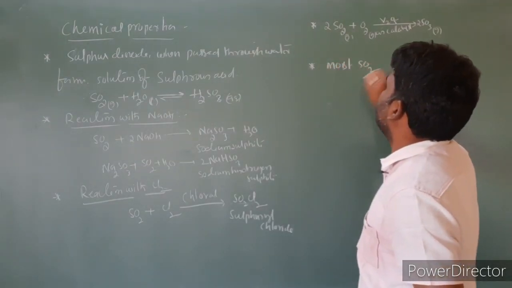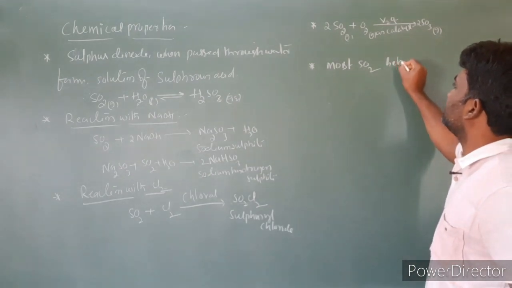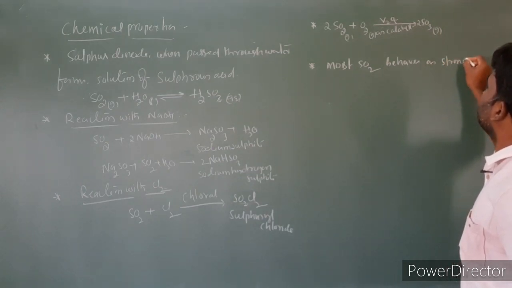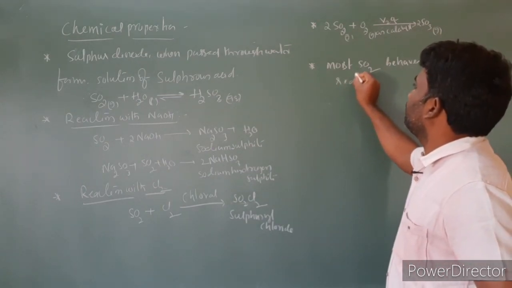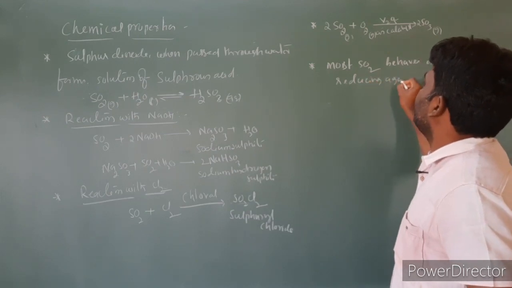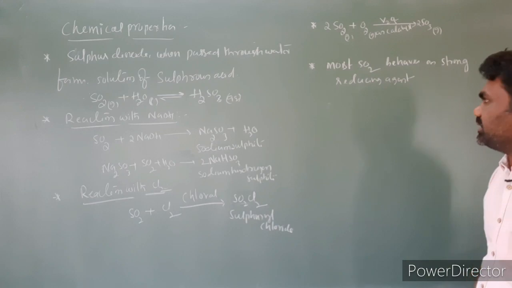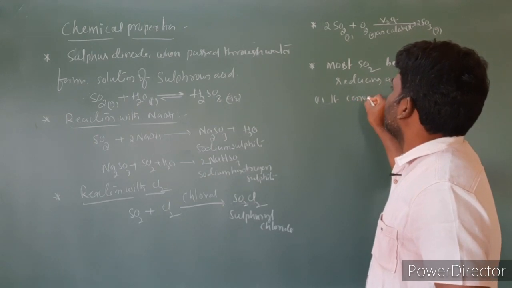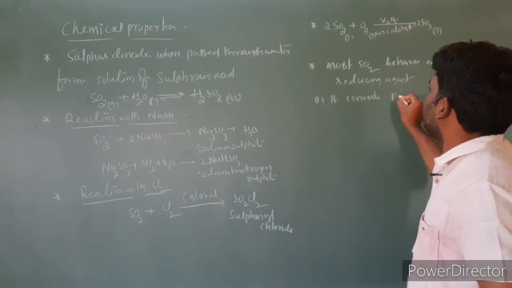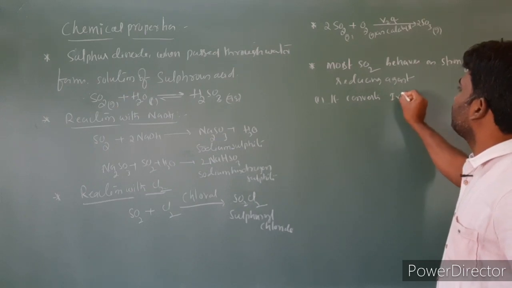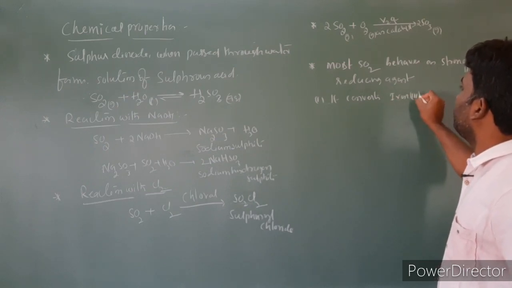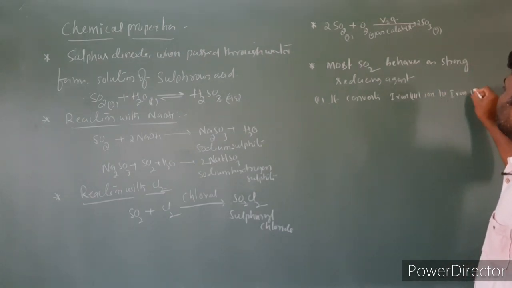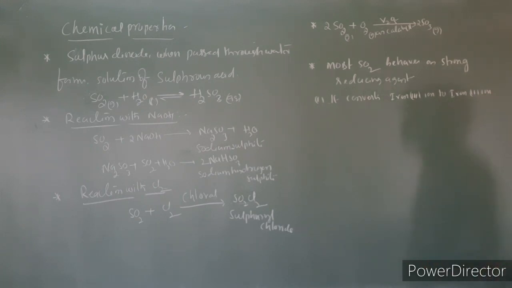And the next, moist sulfur dioxide, moist SO2, behaves as a strong reducing agent. So let's look at the reactions. The first one is it converts iron 3 ion to iron 2 ion.